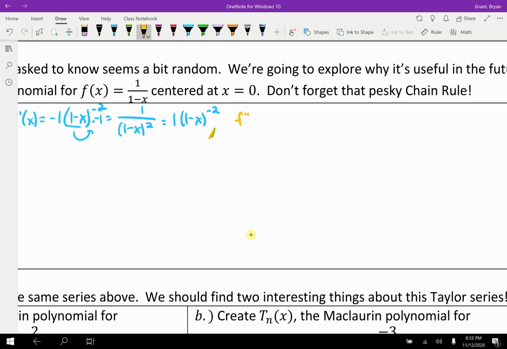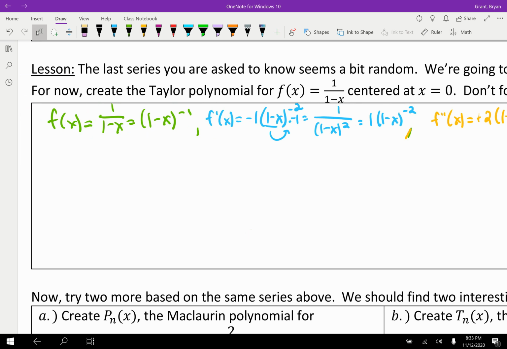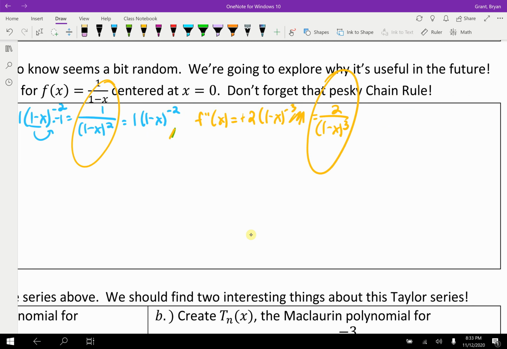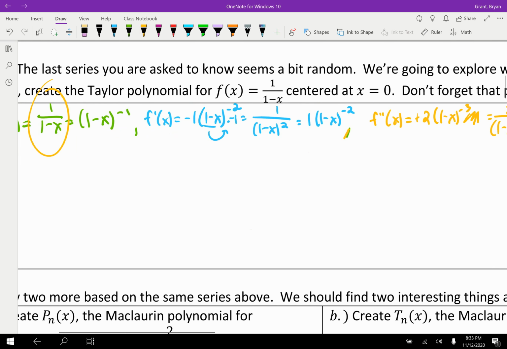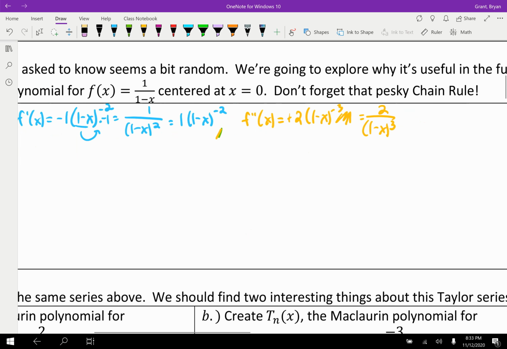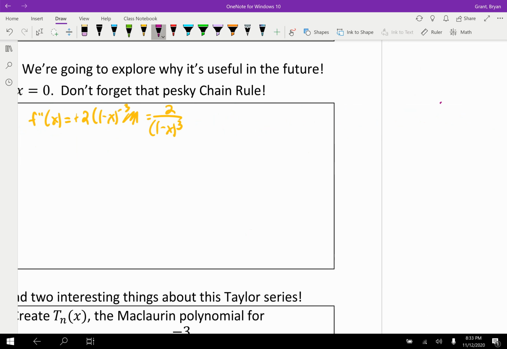So the second derivative of x, using this guy over here, is going to be negative 2 times 1 minus x to the negative third times negative 1. But can we see now that these are just going to cancel each other out? Save a little space here: 2 over 1 minus x cubed. Do we have a pattern yet? 1 over 1 minus x, 1 over 1 minus x squared, 2. We might start to realize what's happening, but I think it could also take us an extra derivative, so let's do our fourth derivative as well.